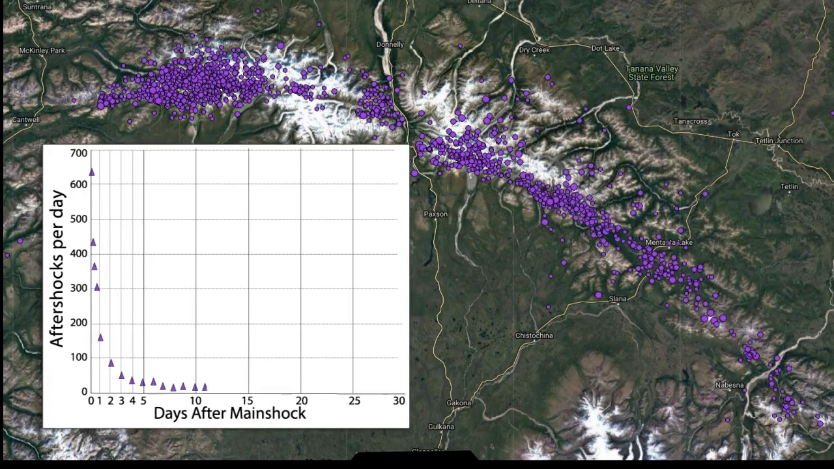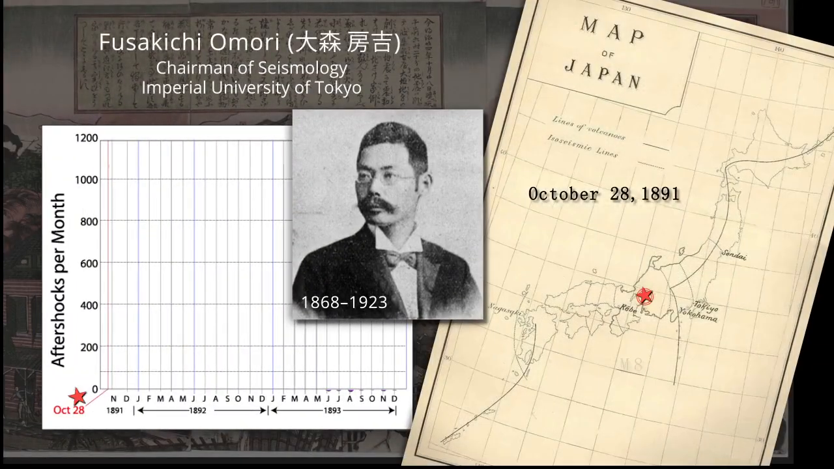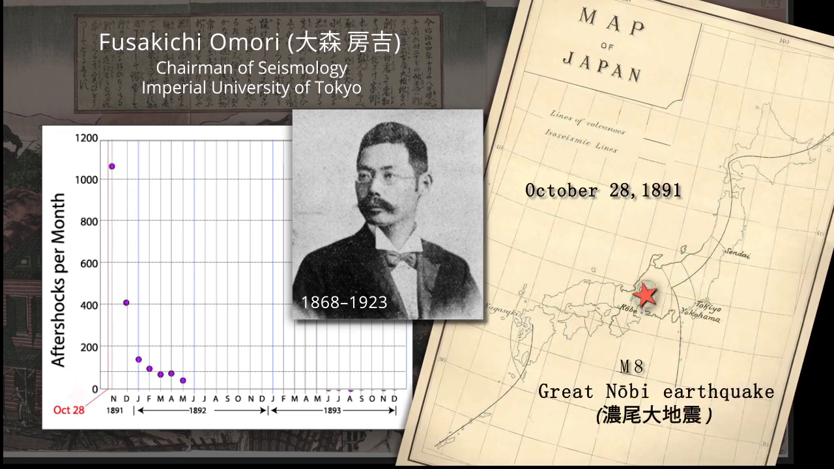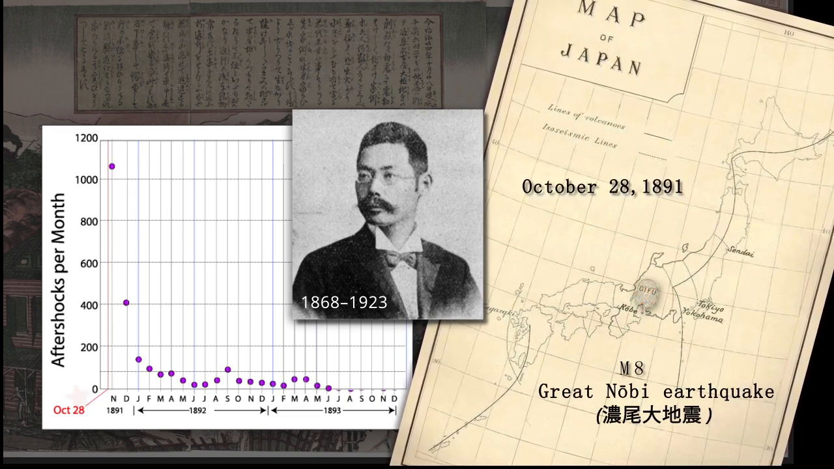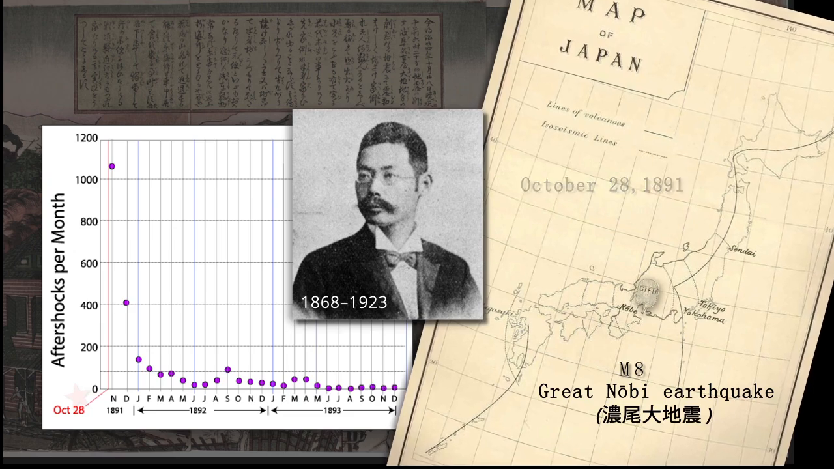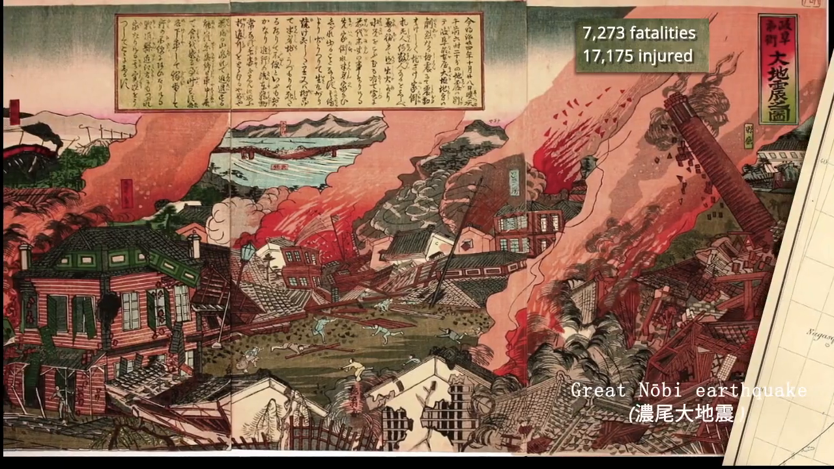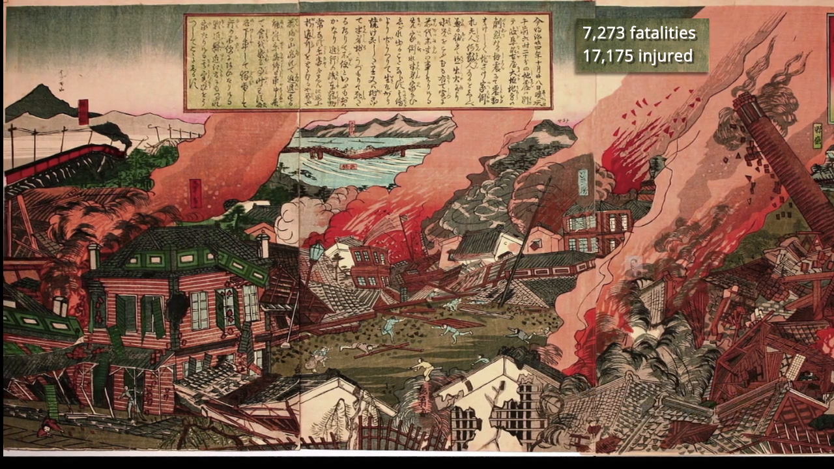On this graph, we can see that the rate of aftershocks dies off with time after the main shock. This rapid decay in the rate of aftershocks was first studied in detail by Fusakichi Omori, one of the most important figures in the history of seismology. Omori examined aftershocks of the magnitude 8 Nobi earthquake that occurred in central Japan in 1891. The Nobi earthquake is the largest instrumentally recorded inland earthquake in Japanese history.